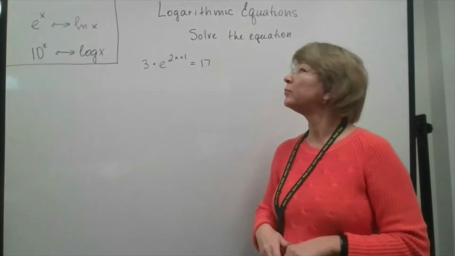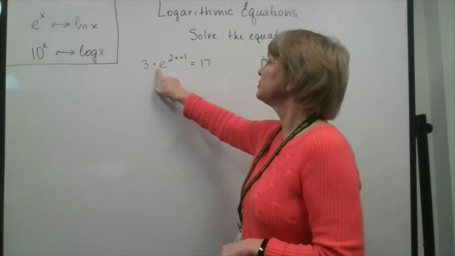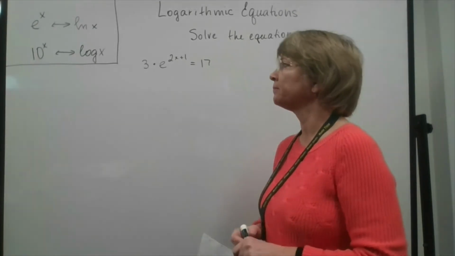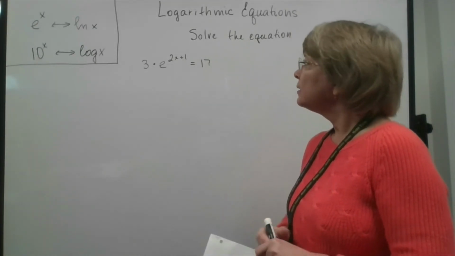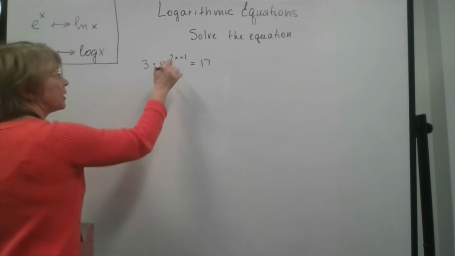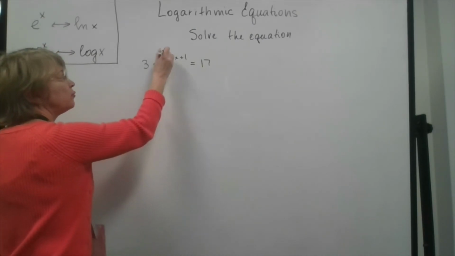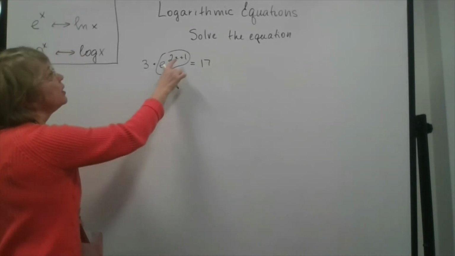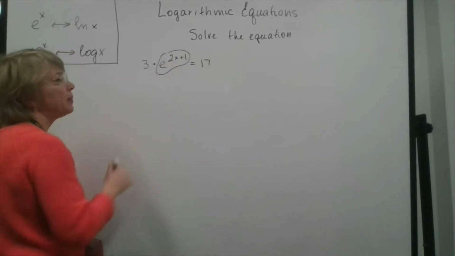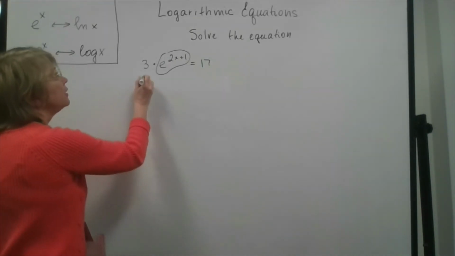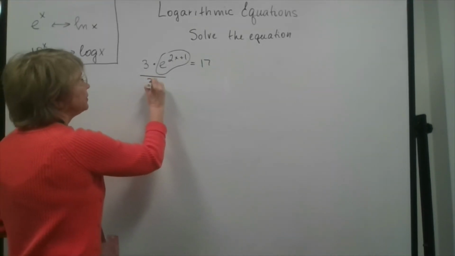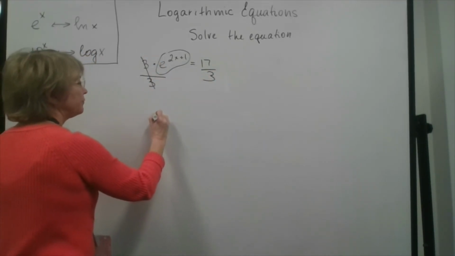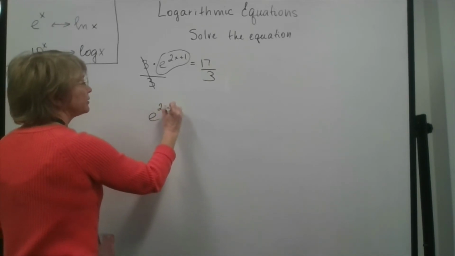Here is the second example. We have 3 times e to the power 2x plus 1 is equal to 17. This is an exponential equation because my x is in the exponent. And you remember that we have to have the base with the exponent by itself on one side. We have to get rid of 3. Divide by 3, divide by 3. This will cancel out and you will have e to the power 2x plus 1.